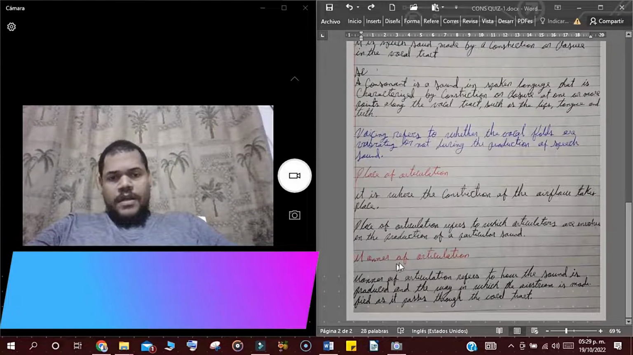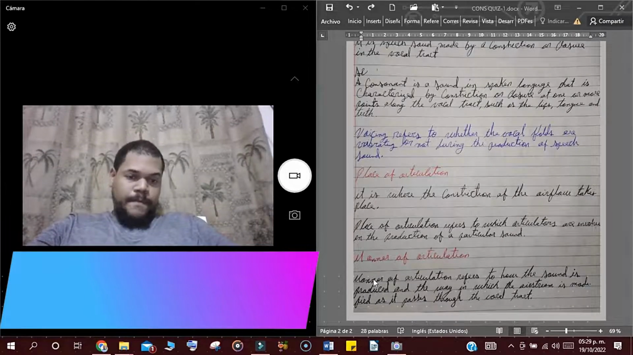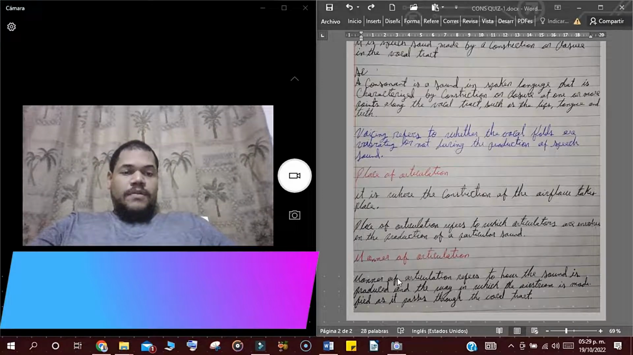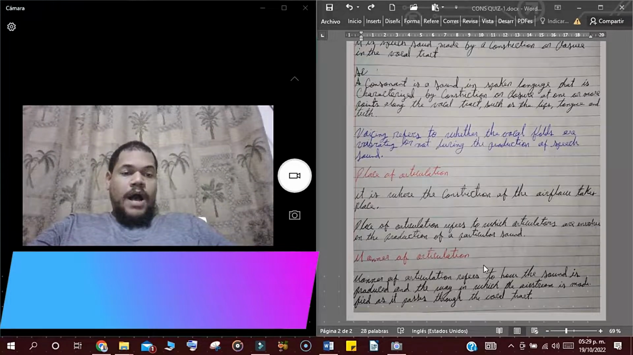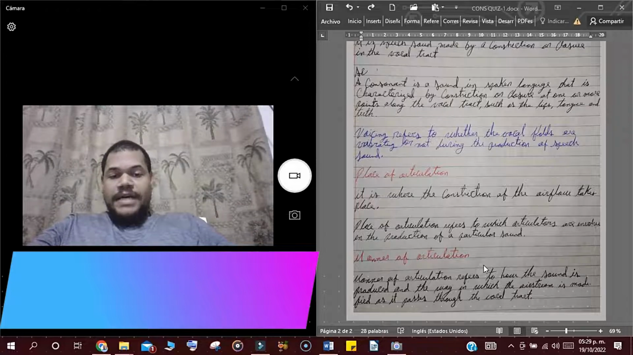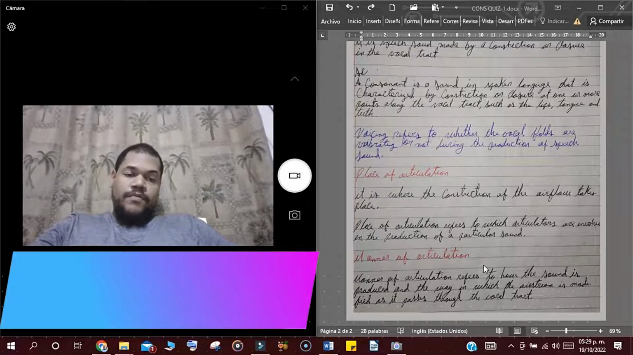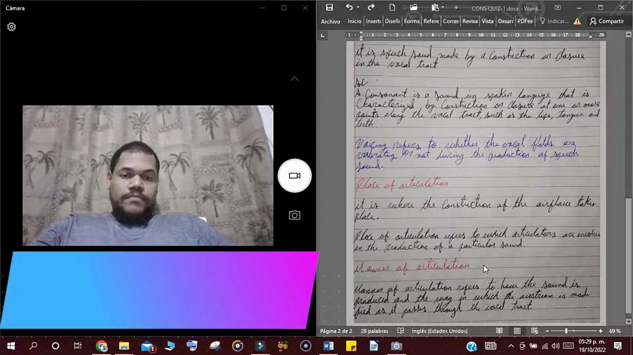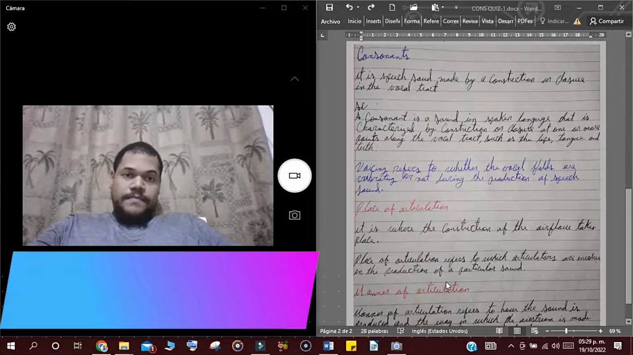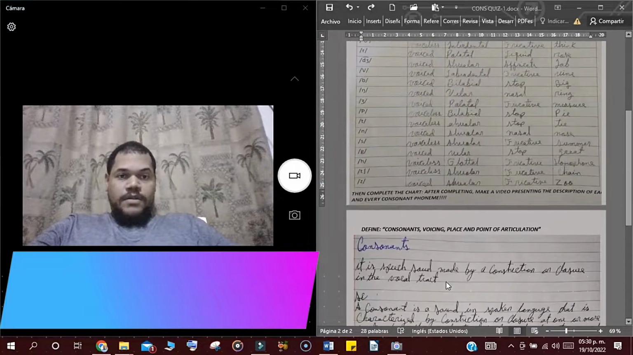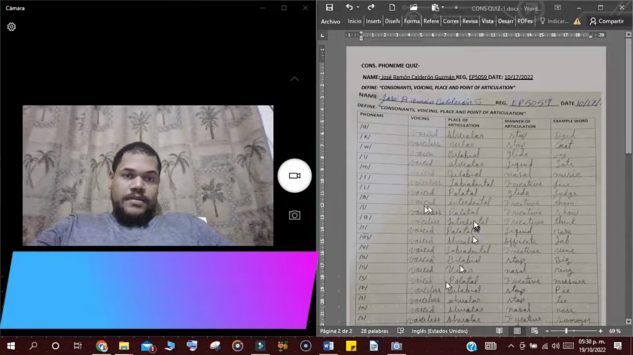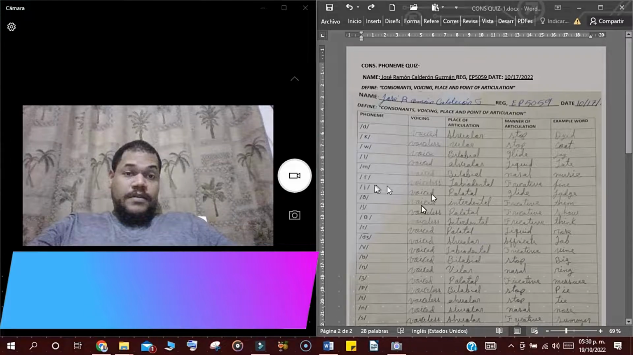So let's continue. Here we have manner of articulation. Manner of articulation refers to how the sound is produced and the way in which the airstream is modified as it passes through the vocal tract. So let's go to the chart about the consonants. Here is a brief description of it.